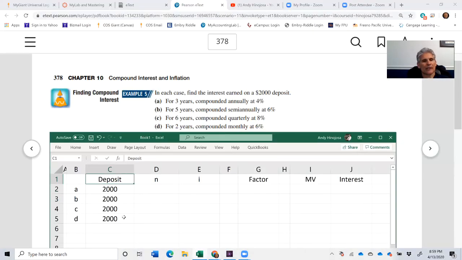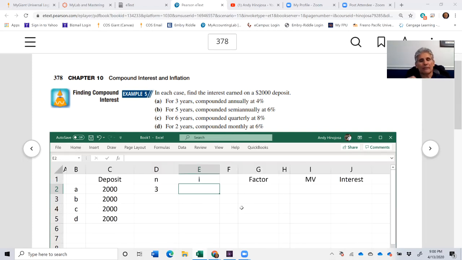So we set up our table here. We have 4 different options, 4 different terms, 4 different rates. All of them with the same amount of deposit, or what you can think of as the principal, the original invested amount. In the first example, A, it's 3 years, it's compounded annually. So that's pretty easy. Compounded annually is going to be three compounding periods.